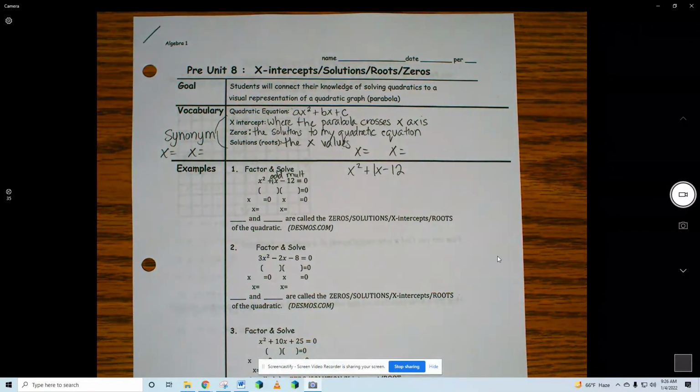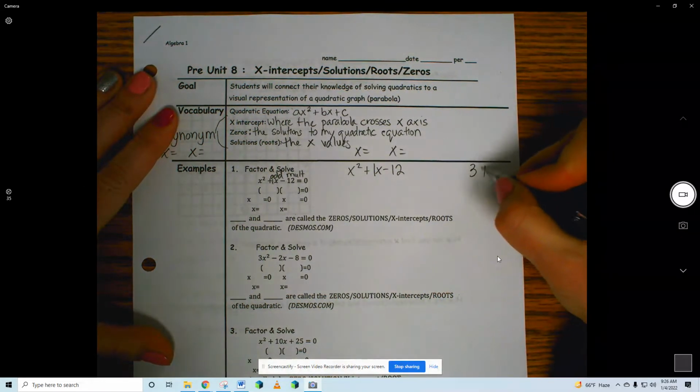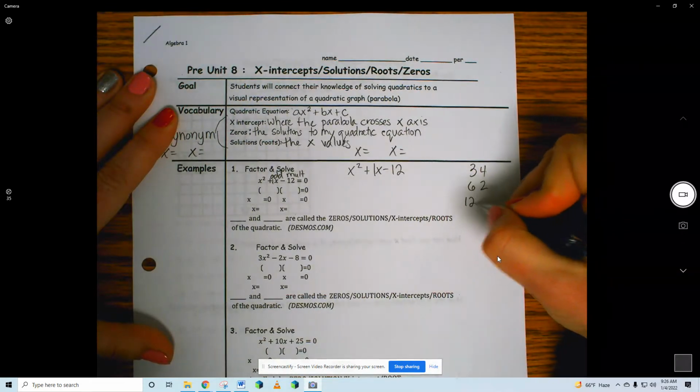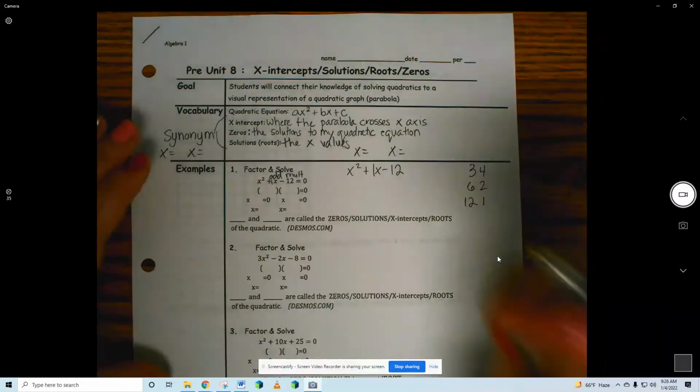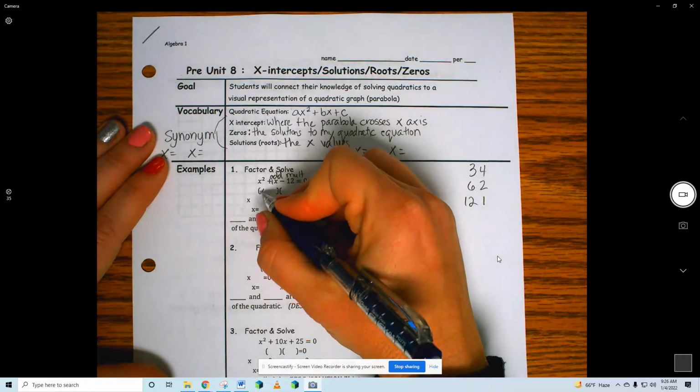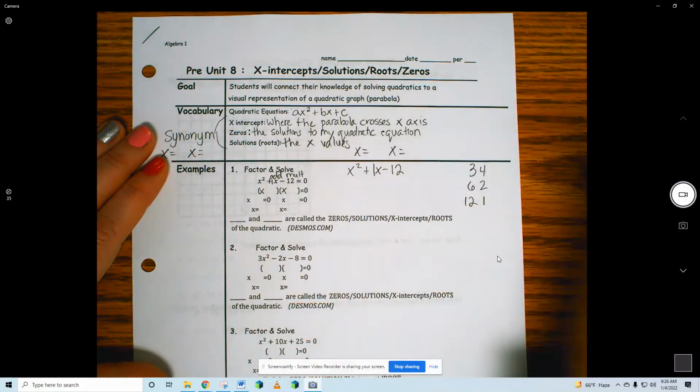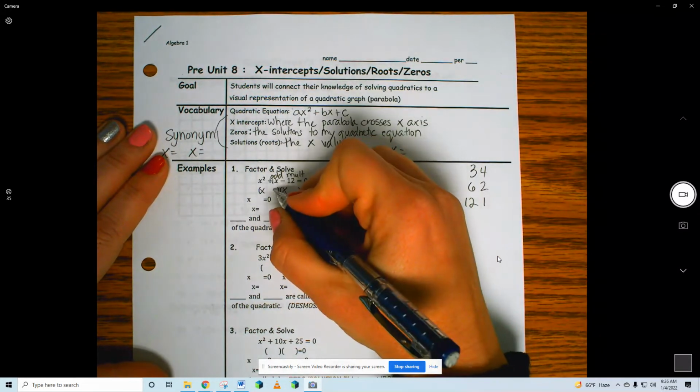3 and 4, 6 and 2. Hold on. 3 times 4, 6 times 2, 12 times 1. Well, they're multiplying to make 12. These all do. But which one adds up to a 1? We take the 3 and 4 first, because we know that those are close together. So in your parentheses, put a 3 and a 4. X and X go in front. 3 and 4.